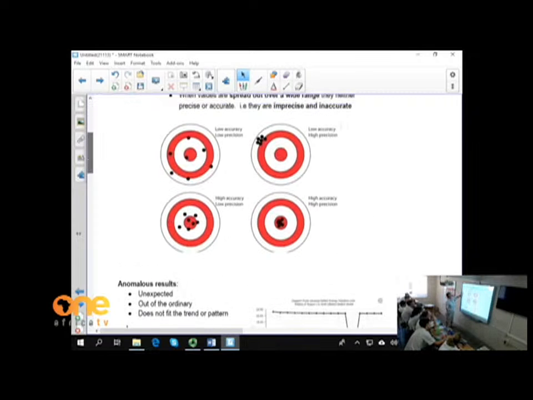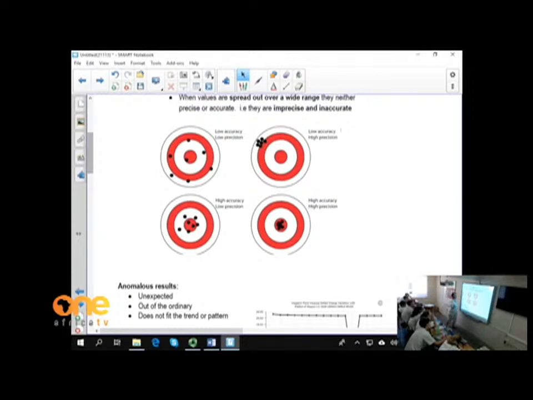Here I've got a bullseye. If I am trying to hit the bullseye of the target, that's the true value. If I am accurate, on this one, all my shots hit the bullseye. It hit the true value. It's as close as possible to the true value as it can get. If I am inaccurate, I'm inaccurate over here because my readings are far away from the true value.